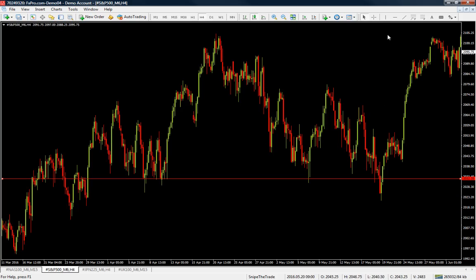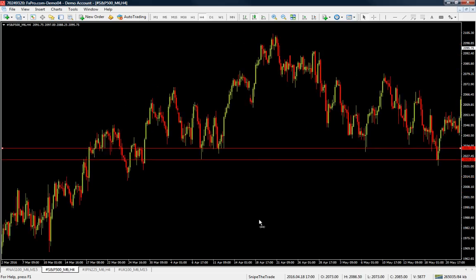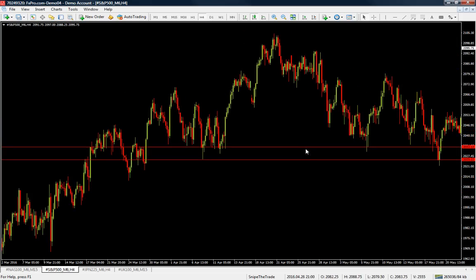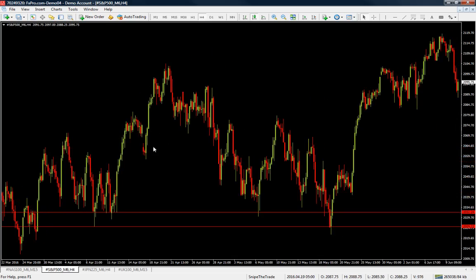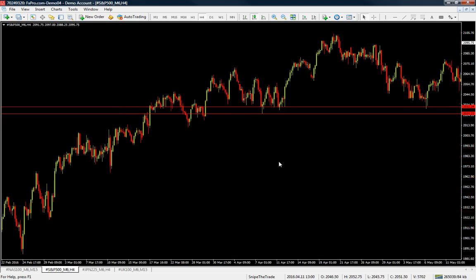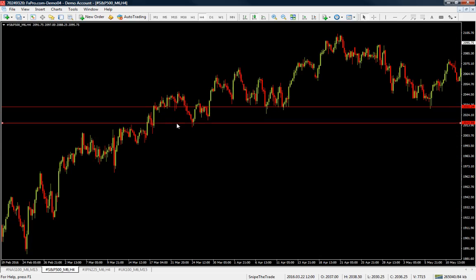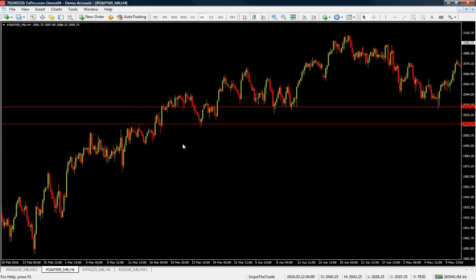Remember, support and resistance are areas. They are not just horizontal lines on your chart. So what are we going to do here? How are we going to calculate the correct stop loss for our trade? Well, that's easy actually. We are going to look for the entire zone, and the entire zone goes all the way to this low.